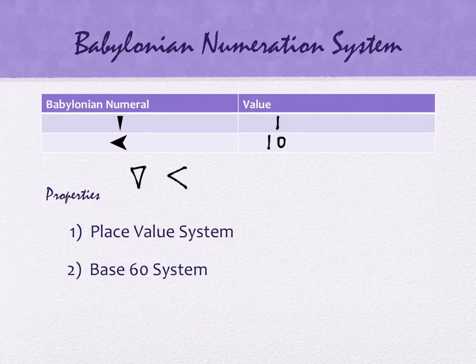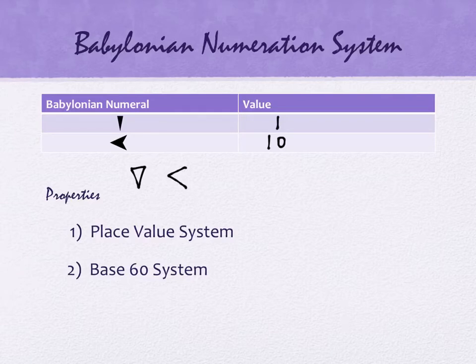The Babylonians didn't do that. We do. We only have 10 numerals, but we have a place value system where the 4 in the hundreds place means something different than the 4 in the thousands place, right? So they have a place value system as well. But their place value system is not a base 10 system like ours. It's a base 60 system.